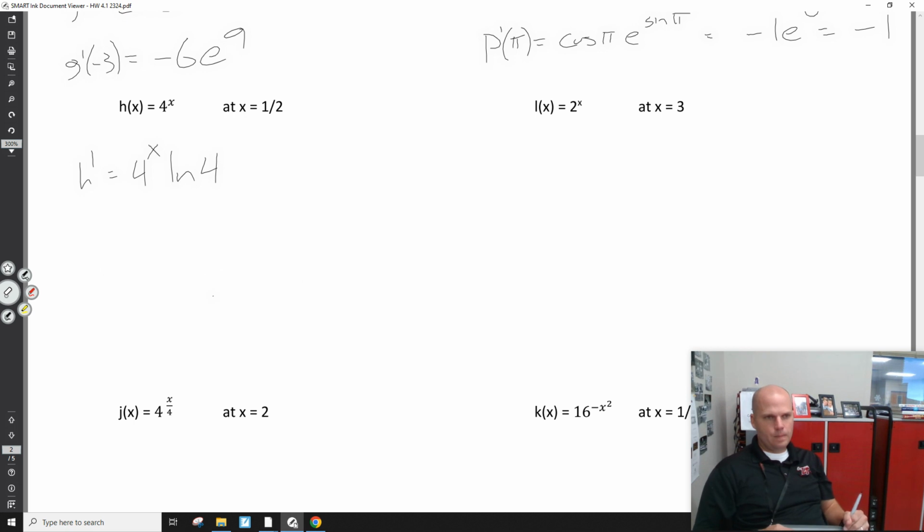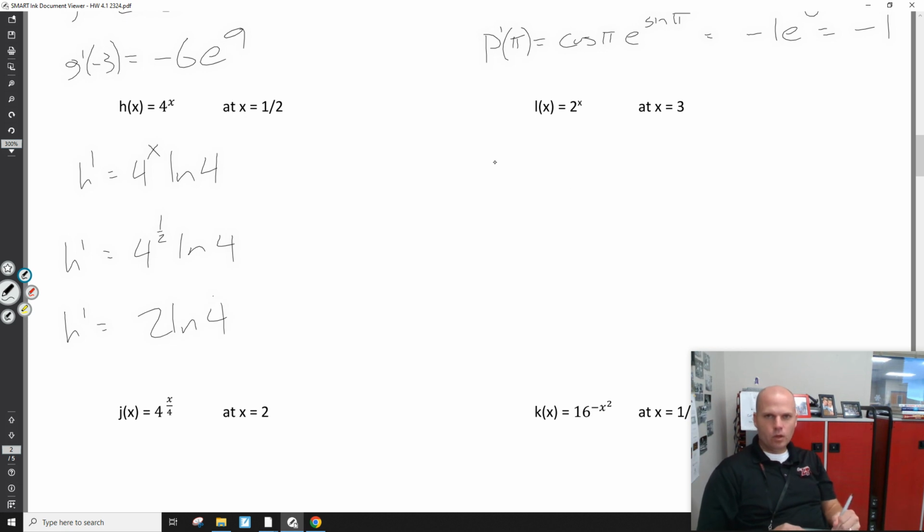H prime of a half would be 4 to the 1/2 times the natural log of 4. I'd expect you to know that the 1/2 power is a square root. We don't need a plus or minus because we're not using a square root to solve. We just get 2.